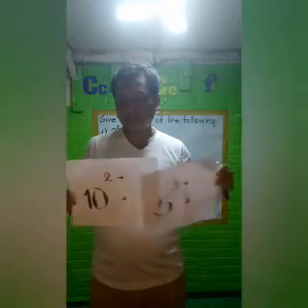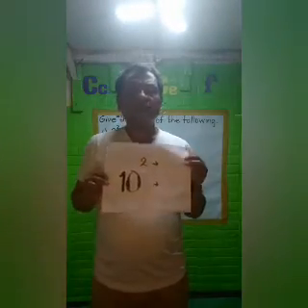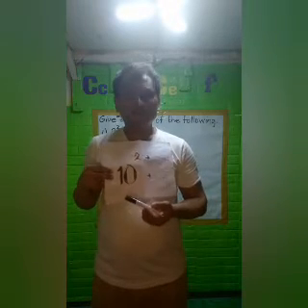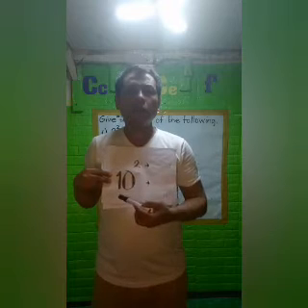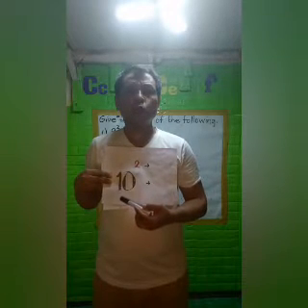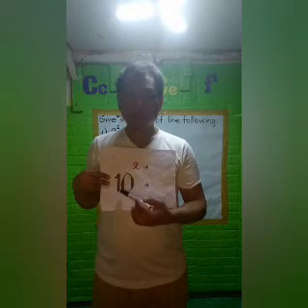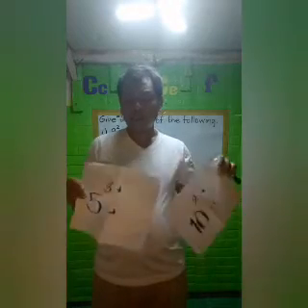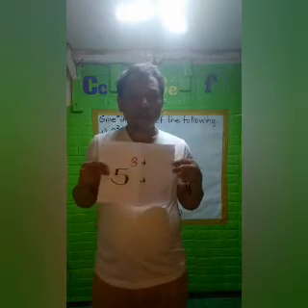Another one we have here is 10 to the power of 2, or 10 squared. Meaning we are going to multiply the base, which is 10, with the power of 2, meaning we multiply the 10 twice. If we multiply 10 by itself, that would be 100. The same with 5 cubed: if we multiply it 3 times by itself, this would become 125.